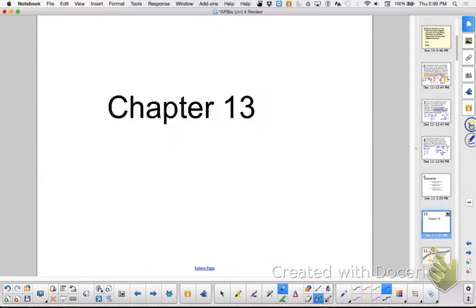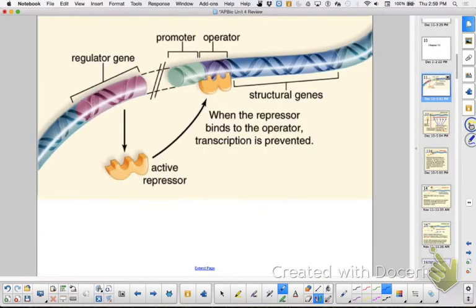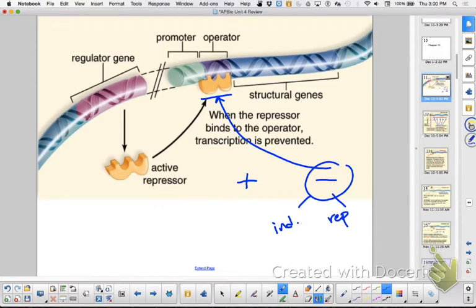Now, can I let that go? Can I move on? I want to remind you in chapter 13, do you remember this stuff? Oh, yeah. Okay, so we have operon, which is a prokaryotic cell type of a thing. An operon consists of a promoter, an operator, and the genes it controls. Remember? And there was positive and negative control. Negative control always had to do with a what? Repressor. And that repressor could either be inducible or it could be repressible.